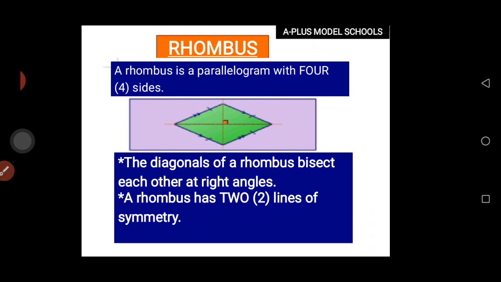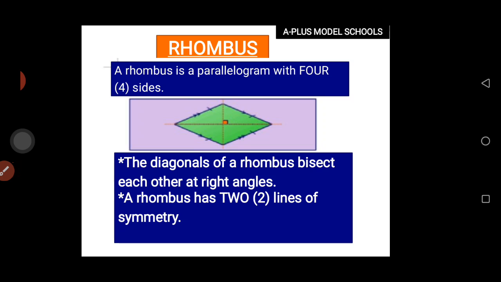The next one is a rhombus. A rhombus is also a quadrilateral with four sides. So a rhombus is a parallelogram with four sides. One of the properties is that the diagonals of a rhombus bisect each other at right angles. You can see it in the red labeling. When you look at the middle very well, you will see that the diagonals meet at the middle at a right angle.